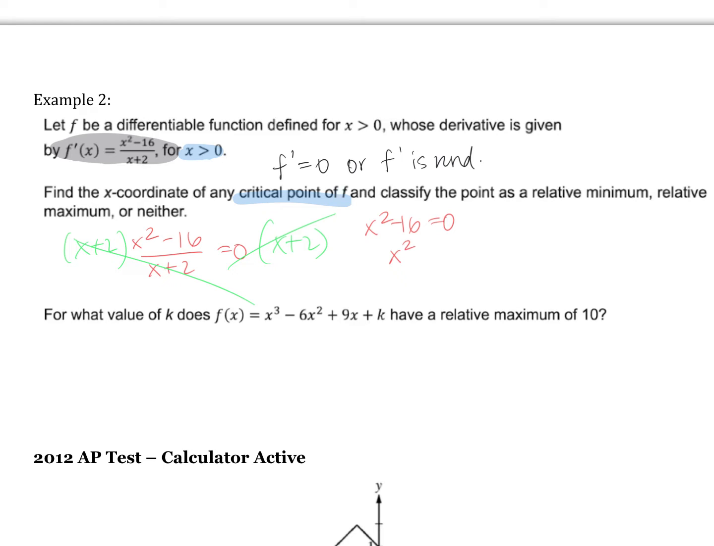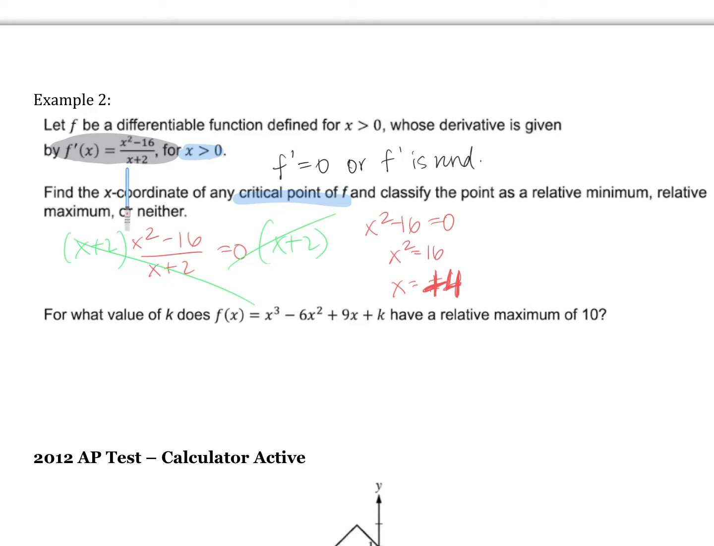All right, I know the square root of 16 is plus or minus 4. Why do I get to leave off the minus 4? Yeah, it's outside my domain. We don't need to worry about it. So we can just say x is going to be 4. That's the only one we care about. Great. Positive 4. That's one critical point.